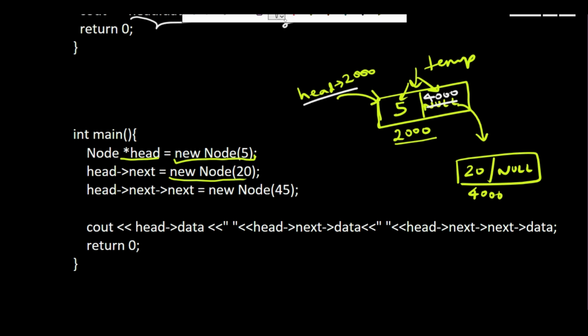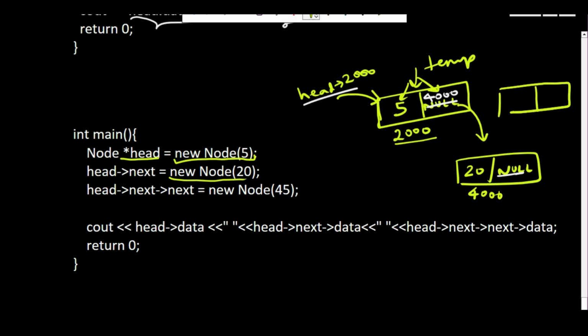Okay, now we are again going to head next here, and what we are storing there is the base address of another variable. So let's create one more node. The value will be 45, the next will be null, and let's call its base address 6000. So now 6000 will be stored here.